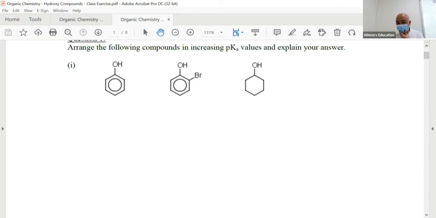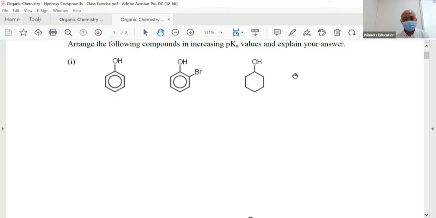Okay, arrange the following compounds in increasing pKa value. So in exam, this is a confirmed question, acidity, basicity of organic compound. Every year will come up, right? So the way I look at it is this. I structured my thoughts first.